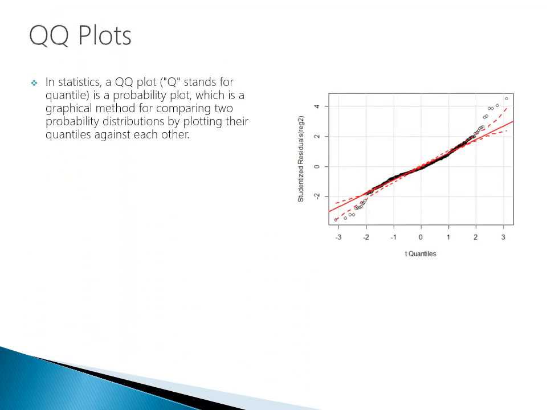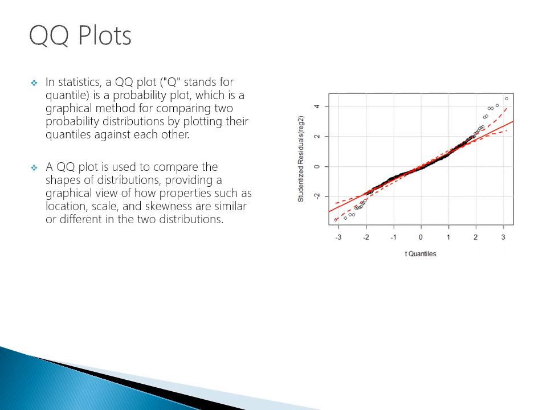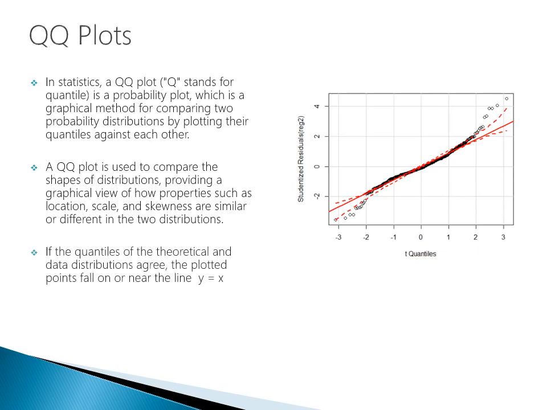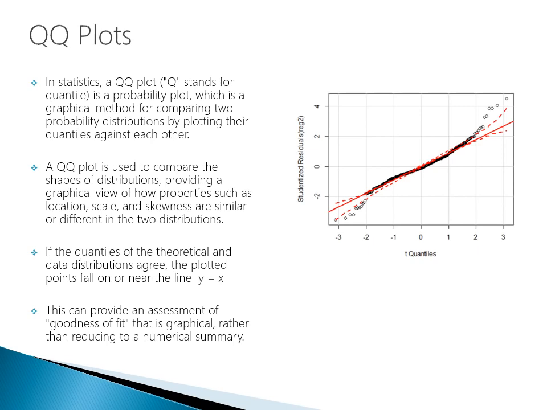In statistics, a QQ plot, which stands for quantile-quantile plot, is a probability plot, which is a graphical method for comparing two probability distributions by plotting their quantiles against each other. A QQ plot is used to compare the shapes of the distributions and provides a graphical view of how properties such as location, scale, and skewness are similar or different in the two distributions. If the quantiles of the theoretical and data distributions agree, the plotted points fall on or near the line y equals x. This can provide an assessment of the goodness of fit that is graphical rather than reducing it to a numerical summary.